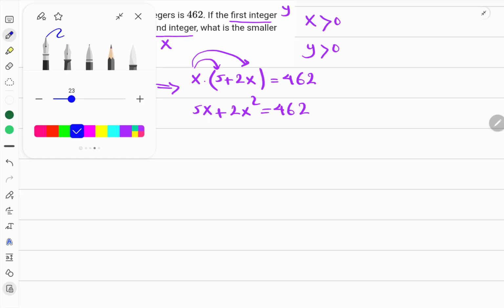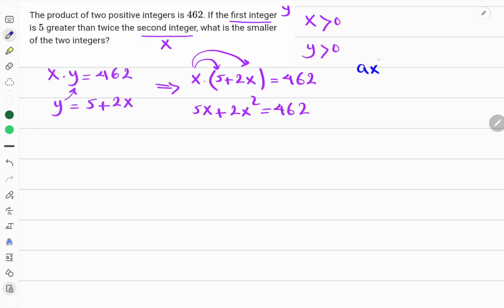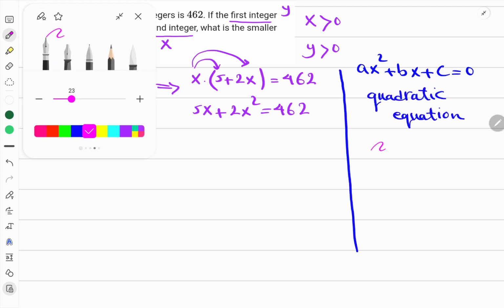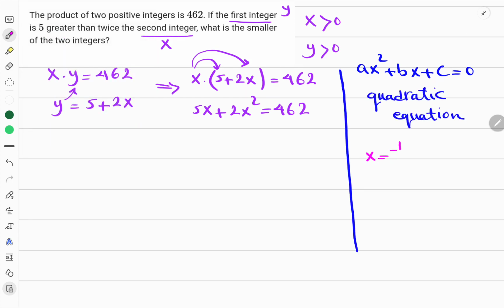The standard form of a quadratic equation is ax squared plus bx plus c equals 0. a, b, and c are constants, and when you want to solve any quadratic equation, you can use the quadratic formula, which is like this. x equals negative b plus and minus the square root of b squared minus 4ac, over 2a. And this is called the quadratic formula.